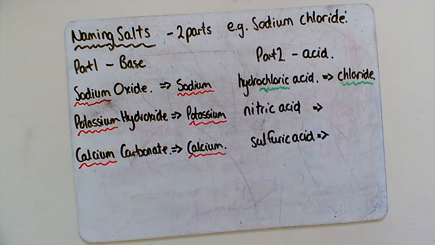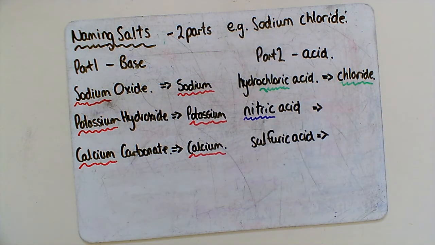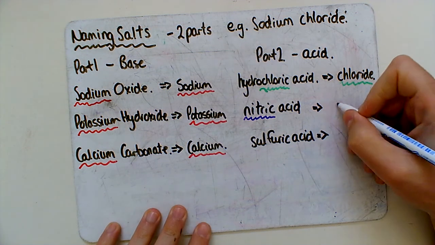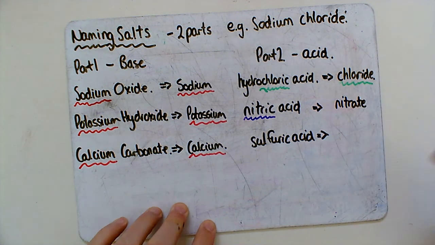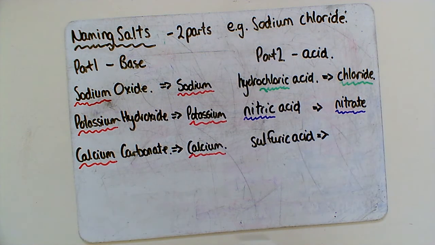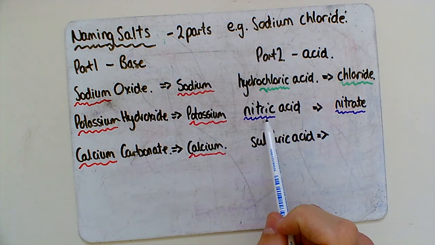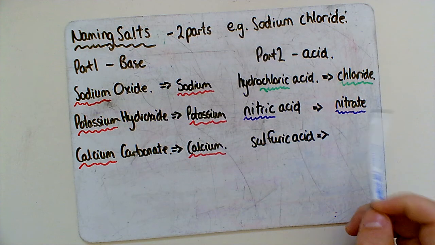Now nitric acid has nitric, and it produces nitrates. So nitric acid produces a nitrate salt. So if potassium hydroxide reacted with nitric acid, we would produce potassium nitrate.